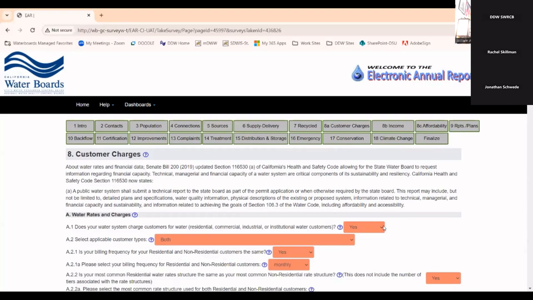Usually they'll have both customer types. Typically they'll have both single family and multifamily customers. And typically you'll see at least a base rate with a variable usage rate, but that's not always the case. So for this instance, we'll say, yes, we charge for water, and we'll say we only have residential customers.